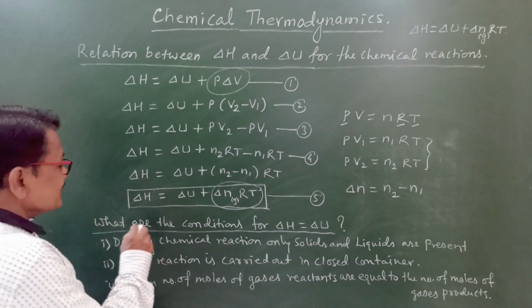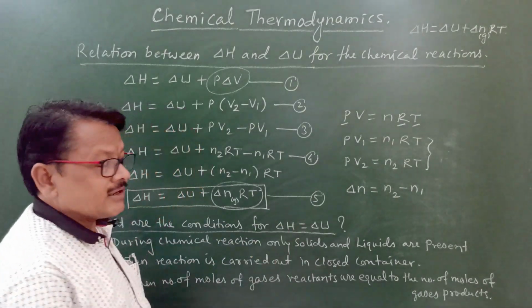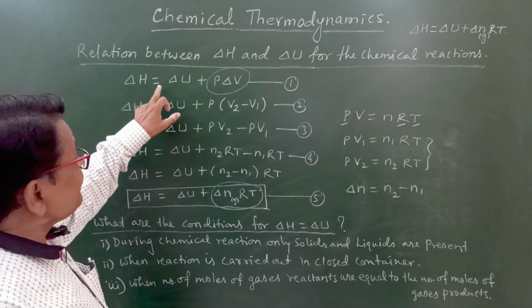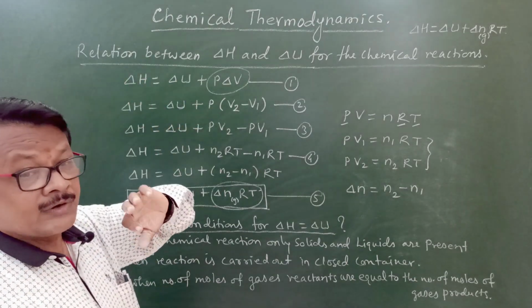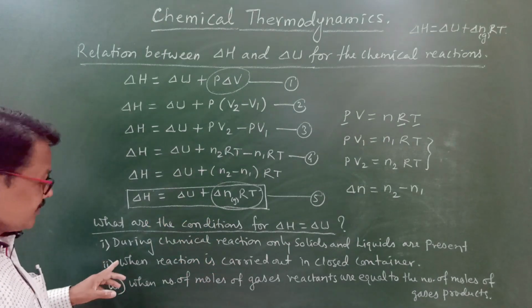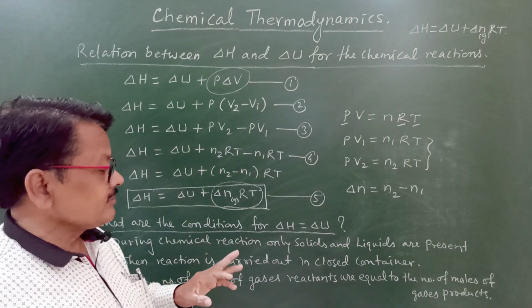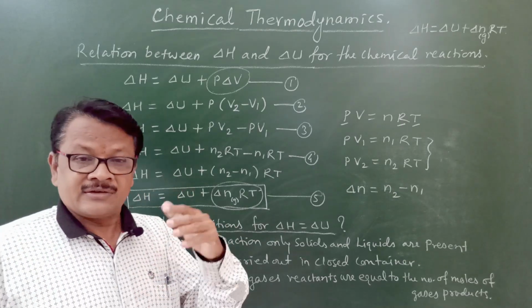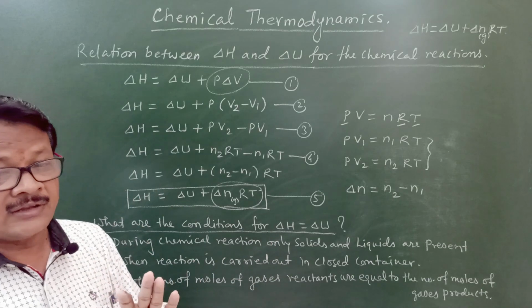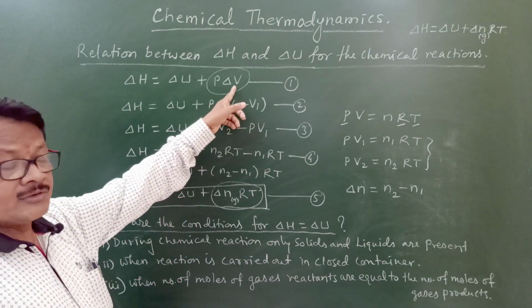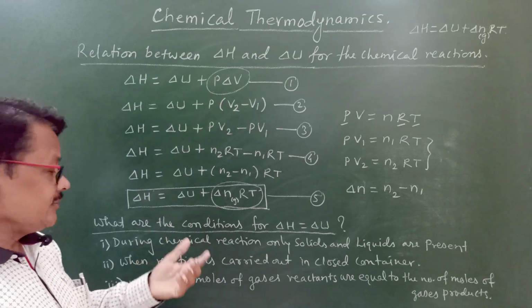But what are the conditions for delta H is equal to delta U? When will delta H be equal to delta U? What will be the conditions? The three conditions are there, which I have written here. First, during the chemical reaction, only solids and liquids are present. No gaseous reactant or gaseous product is there. At that time only, this volume change will be 0 and this P delta V will be 0.